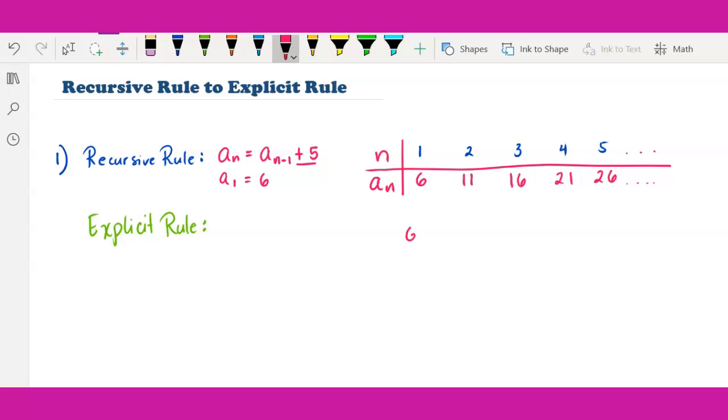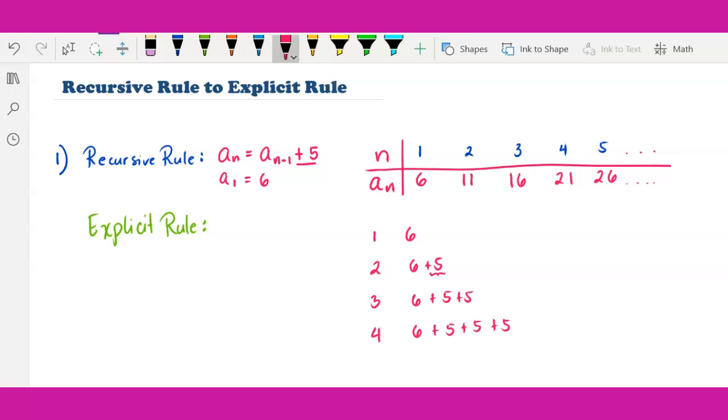So we start with 6. That's going to be our first term. The second term is 6 plus 5. The third term is going to be 6 plus 5 plus 5. The fourth term is going to be 6 plus 5 plus 5 plus 5, because we are just repeatedly adding 5. Now, let us write addition as a shorthand, that is multiplication.